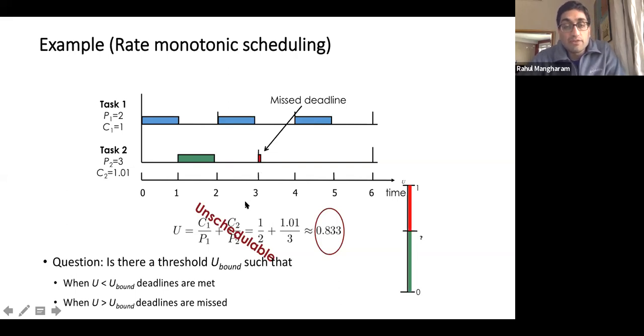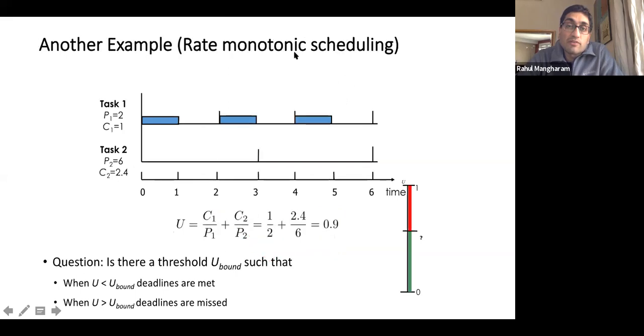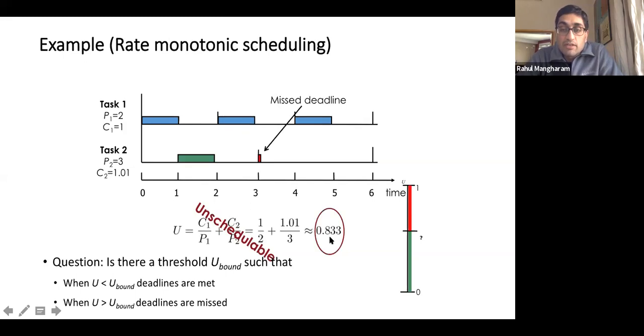So the confusing part really is that if we look at the total utilization of this task set, that's the ratio of the execution time C1 over P1 plus C2 over P2, it's 83.3%. So 83.3% of the schedule is essentially being used, and this is unschedulable.